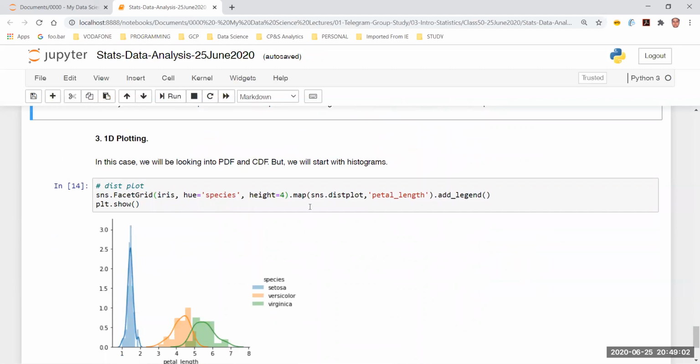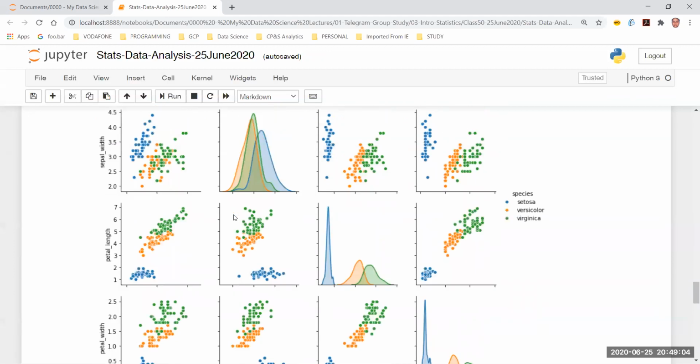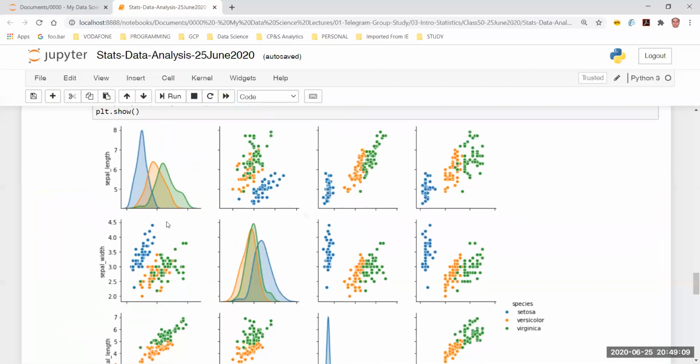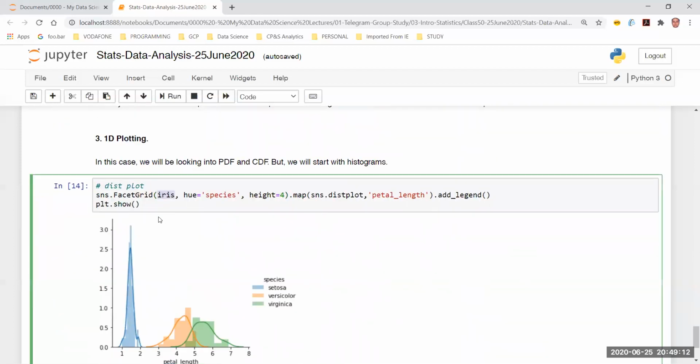Now, in 1D plotting, just to quickly recap, we use the same function, right? We use the FacetGrid function that we've used earlier, in which we pass the data set and then we specify if we would like to use a hue, and then we would like to use some height. Basis which we do a map, and then we say I would like to have a distribution plot. Now I would like to see the actual probability distribution or probability density function. This is what this dist plot is going to give me, basis the petal length with a hue of species.